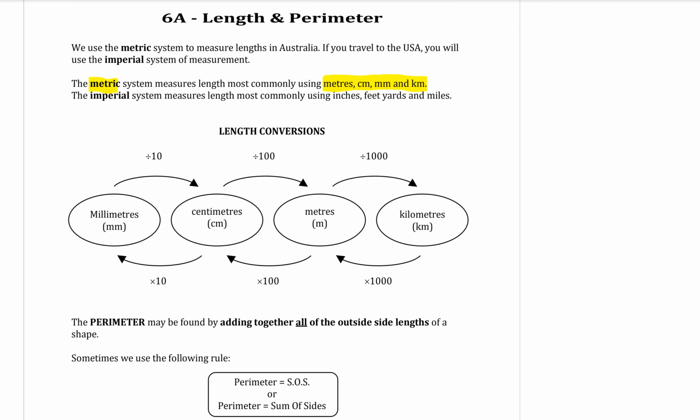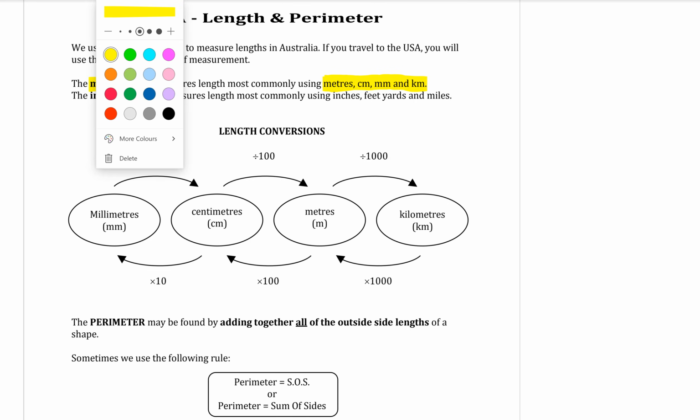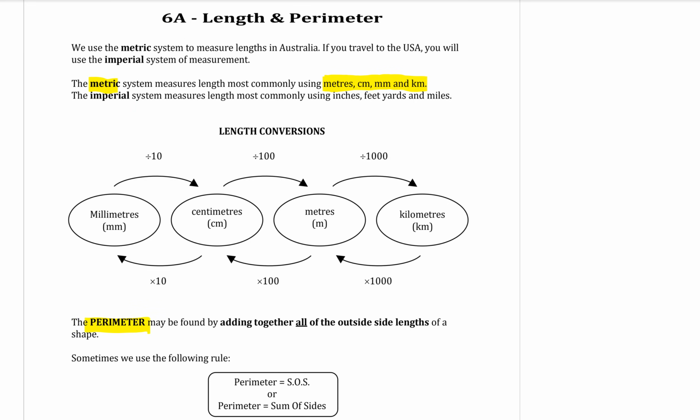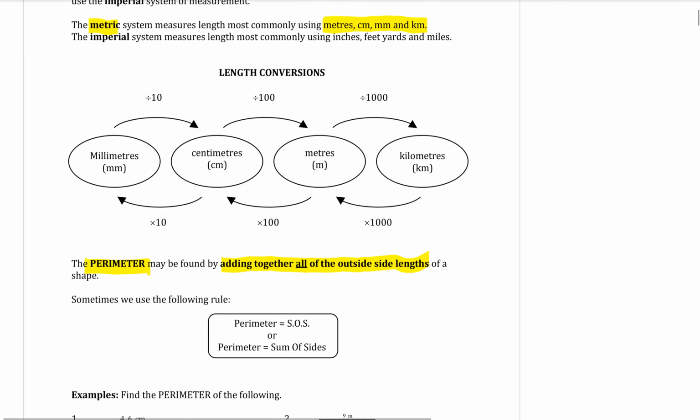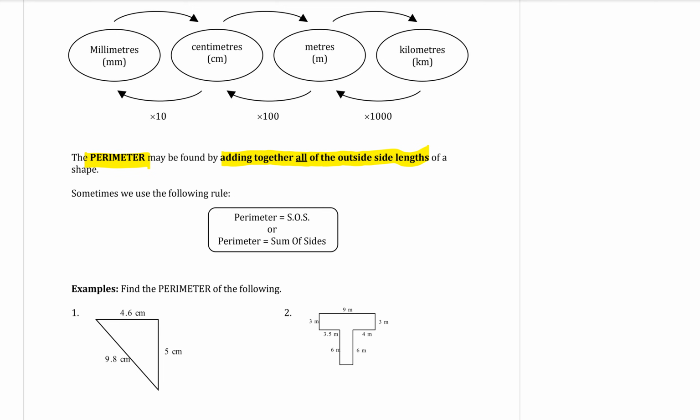The perimeter of a shape can be found by adding together all the sides of that shape, all the way around the outside. So written as a formula, we sometimes say perimeter equals SOS, SOS standing for sum of sides, which is written again down here, sum of sides. So here are the examples. Find the perimeter of the following.